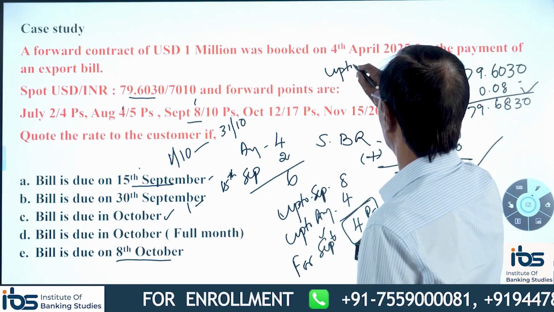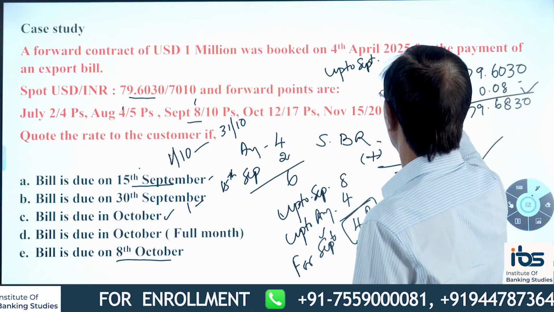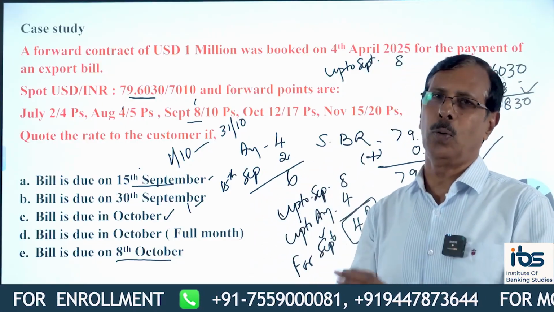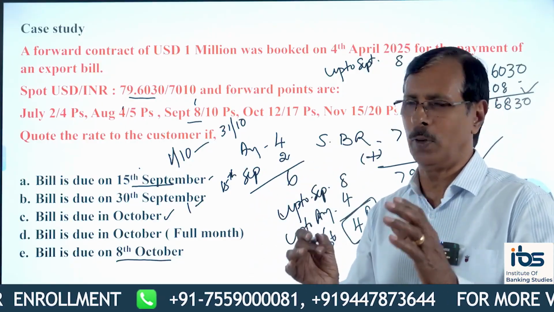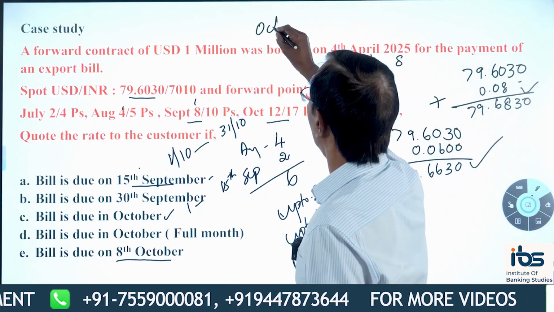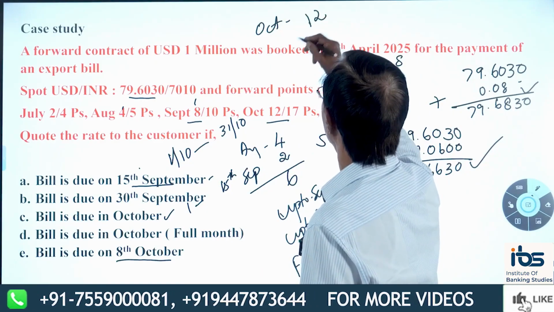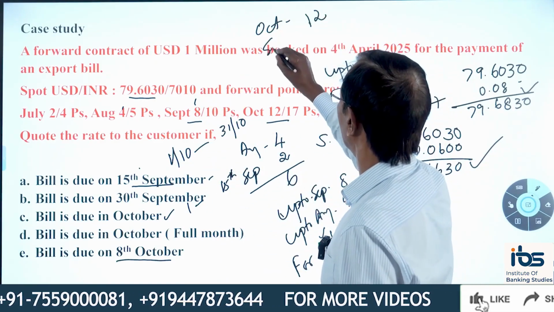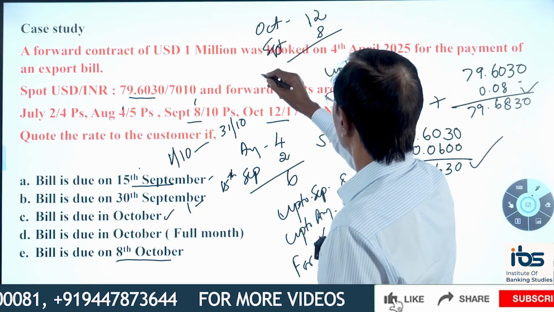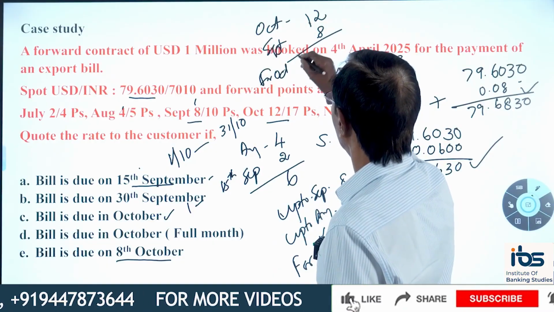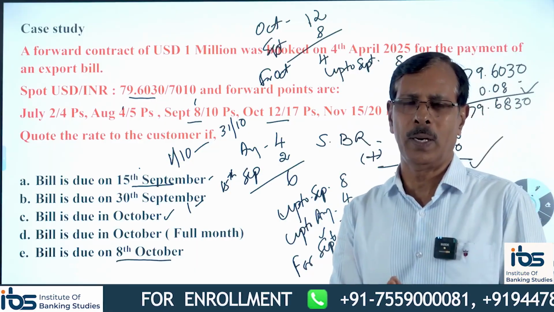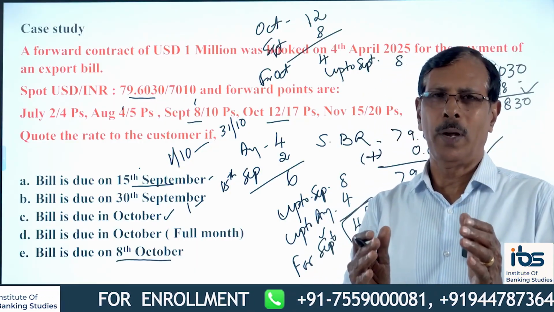Now we have to calculate for the month of October. What's the premium for the month of October? For that, look at October. Up to October, it is 12 paise, and up to September, it is 8 paise. So what is it for the month of October? The difference between these two. So 4 paise. So for the month of October, the forward point is 4 paise.